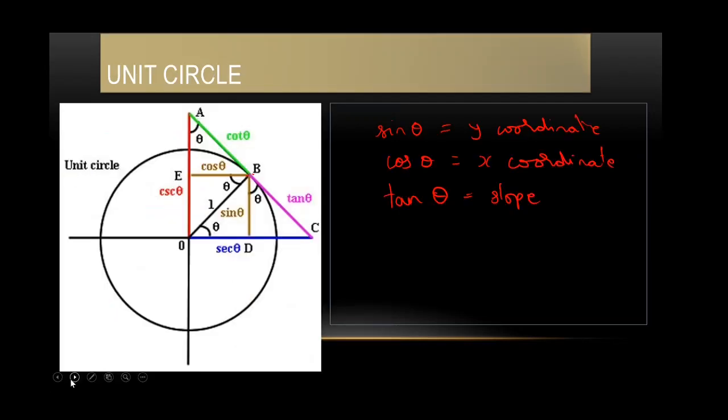So as you see here, this is sine, this is cos, and this is 1. So when you make a triangle out of this, sine square plus cos square is equal to 1 square, which is 1. So you get sine square plus cos square is equal to 1.